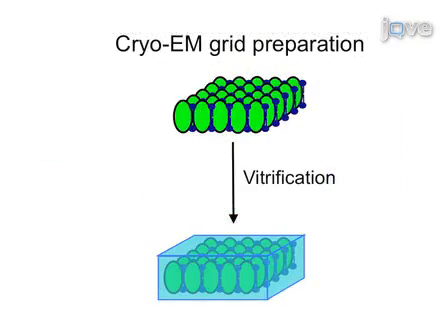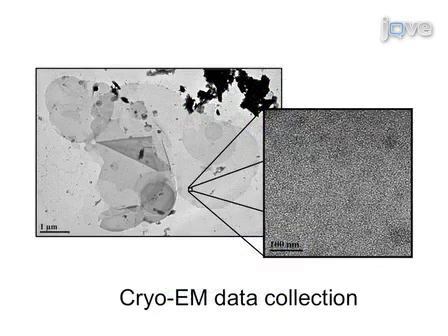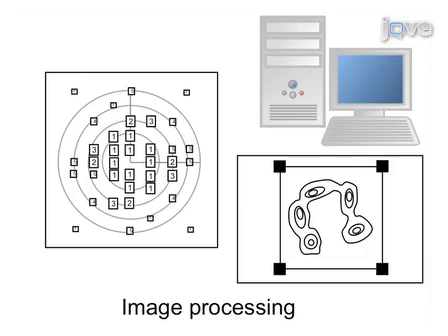The third step of the procedure is to flash freeze the samples into a vitreous state. The final step of the procedure is to collect data by cryo-EM. Ultimately, results can be obtained that yield the final structure of the protein through computational image processing of the data.